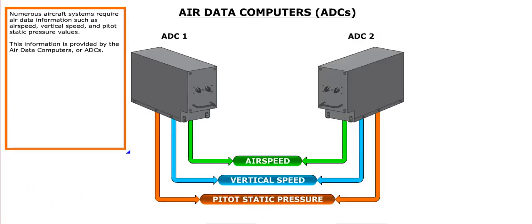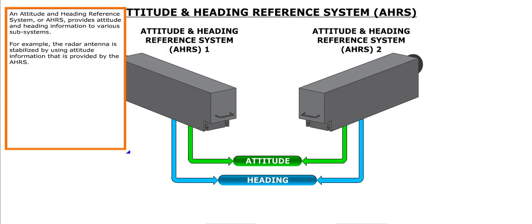Aircraft systems require air data information such as airspeed, vertical speed, and pitot-static pressure values. This information is provided by the Air Data Computers, or ADCs. An Attitude and Heading Reference System, or AHRS, provides attitude and heading information to various subsystems. For example, the radar antenna is stabilized by using attitude information that is provided by the AHRS.